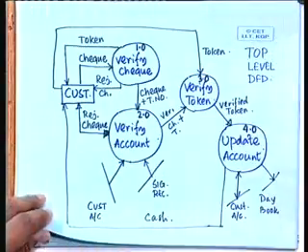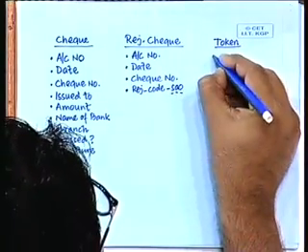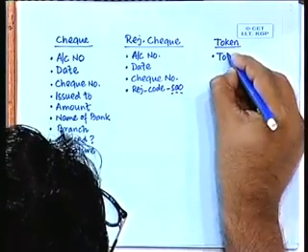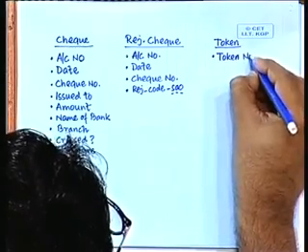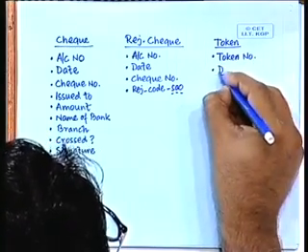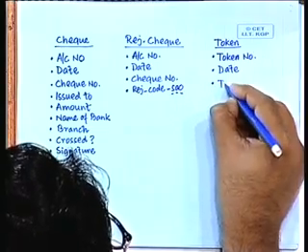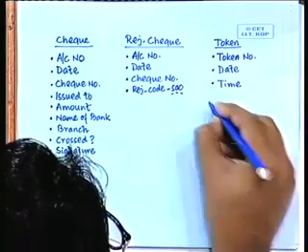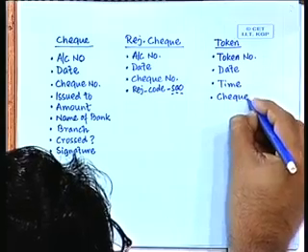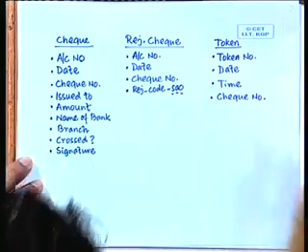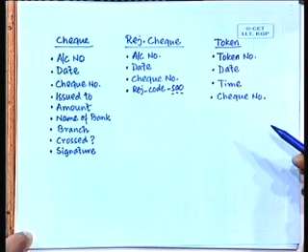Okay. So, make it a little better, we may print token number, date, time and check number. Alright, so these are the attributes.